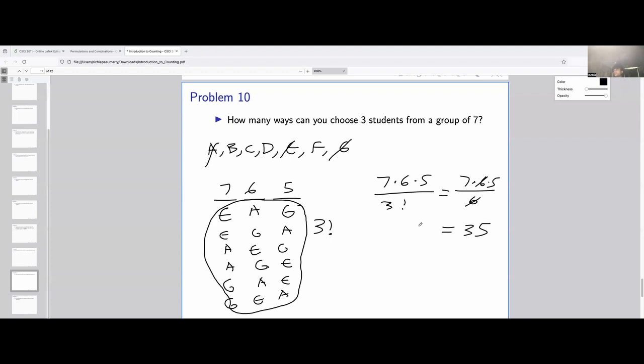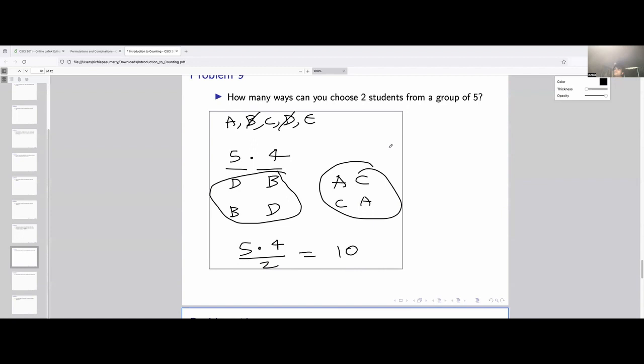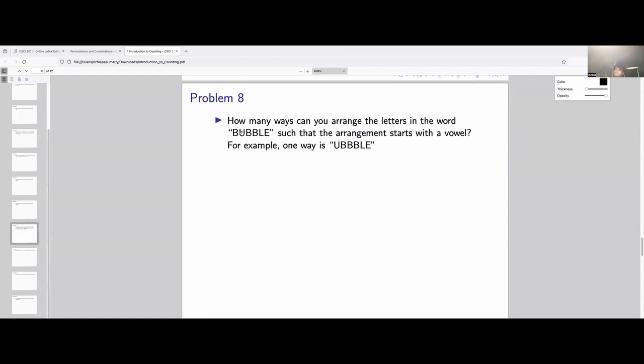Okay, let's do one last question, and that will conclude this video. In how many ways can we arrange the letters in the word Mississippi? If we look at our previous example, the bubble example, we noticed that our letter B is repeated. There's 6 letters here. If I just do 6 factorial, that's incorrect. I have to correct for these B's, because 6 factorial treats these B's as different letters, but they're actually the same.